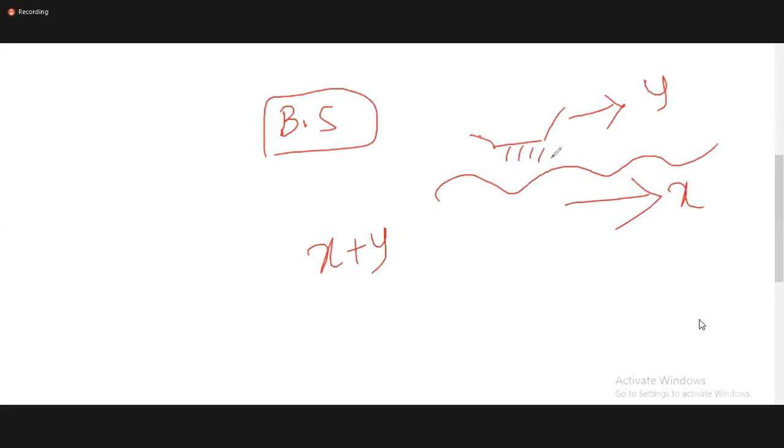This water speed is also added to this, and so this is called downstream speed. This is called what? Downstream speed. So downstream speed is nothing but boat speed plus stream speed. Okay, downstream speed is nothing but what? Boat speed plus stream speed.